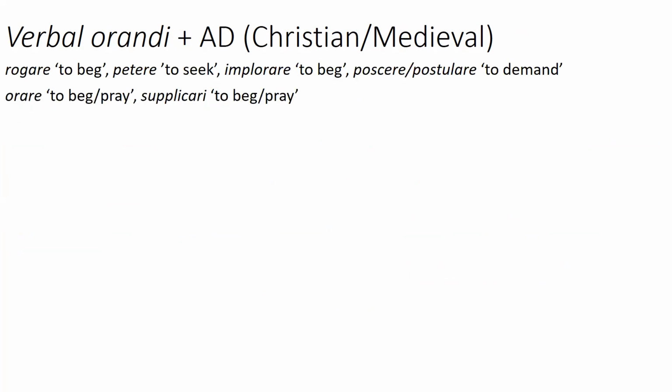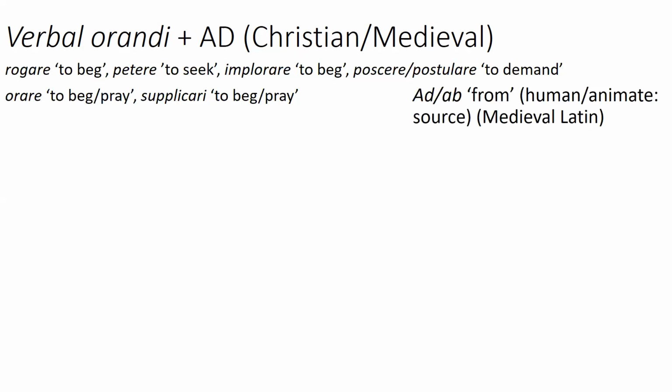That means to pray. So, orare, which means to beg in classical Latin, but in the Christian era can mean to pray. Supplicare, similarly, to beg and to pray. And these verbs typically select ab, designating the human and animate source. You beg something from somebody, you ask something from somebody. And in the medieval era, ab was often misspelled as ad due to its contemporary phonetics, probably. Ad and ab became phonetically and hence orthographically confused.